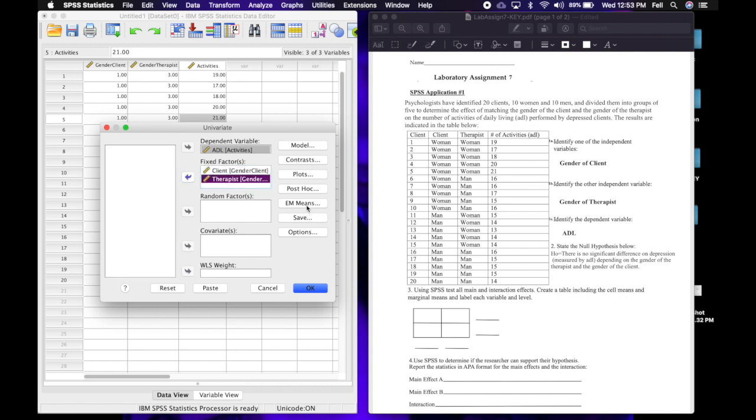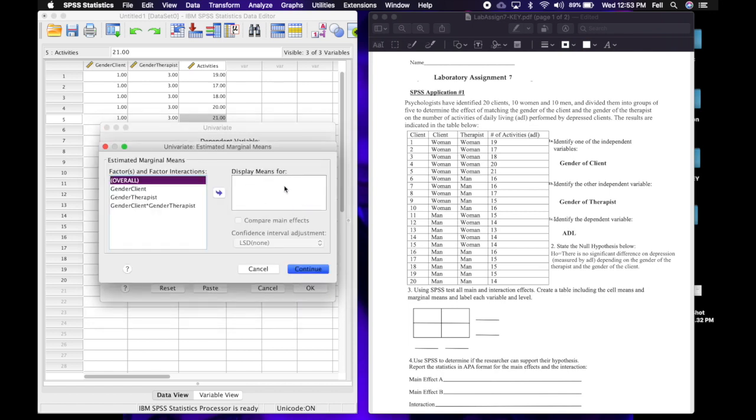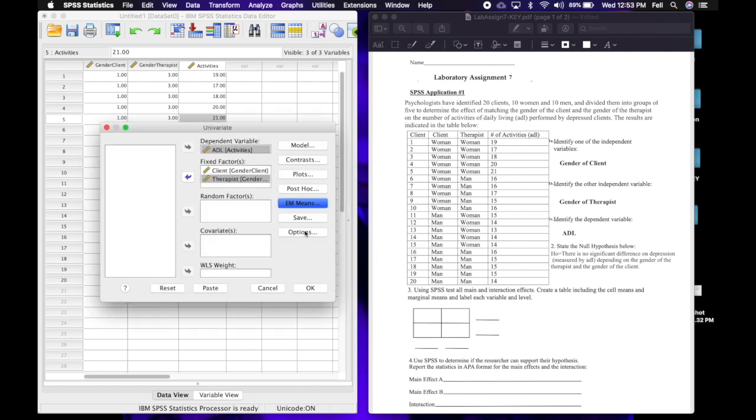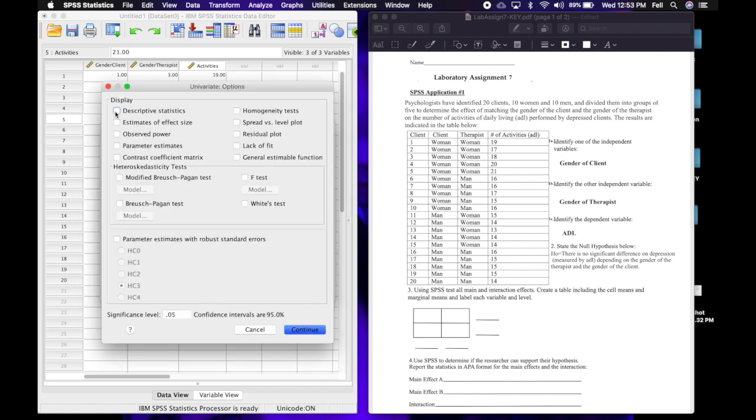And then I'm going to come down here to EM means, which is where I'm going to tell the program here to get all my means for me, my cell means and my marginal means. And then I'm going to move over gender client, gender therapist, and then the interaction gender client by gender therapist into this display means box and click continue. And I'm going to click on options, and I'm going to click on descriptives and estimates of effect size. And I'm going to click continue.